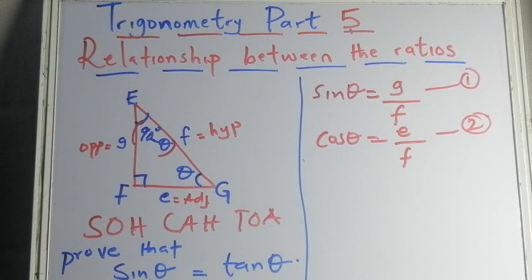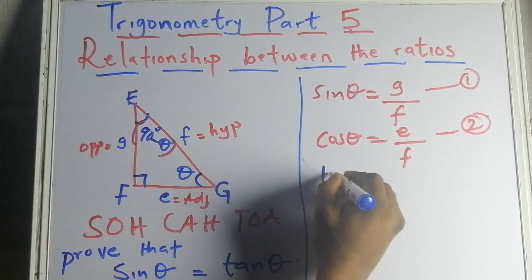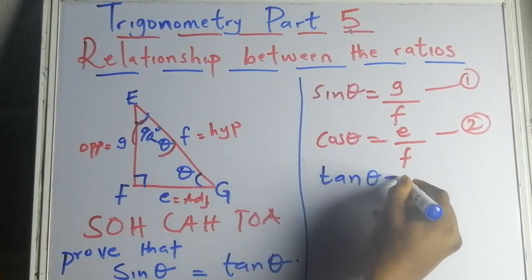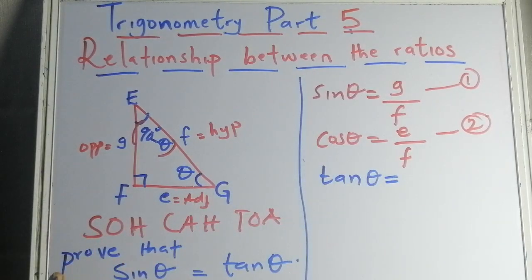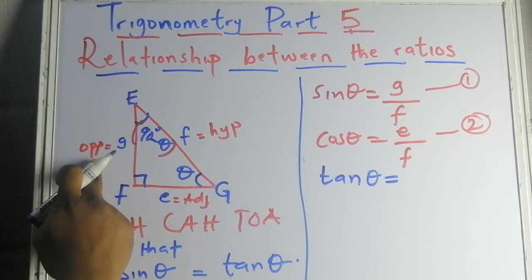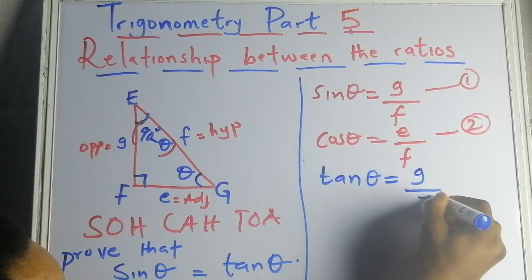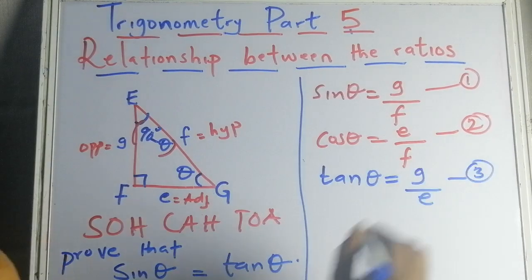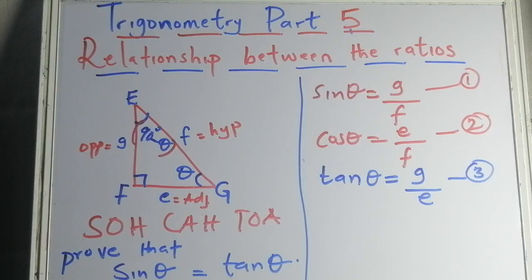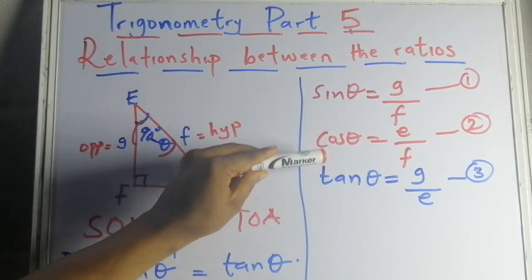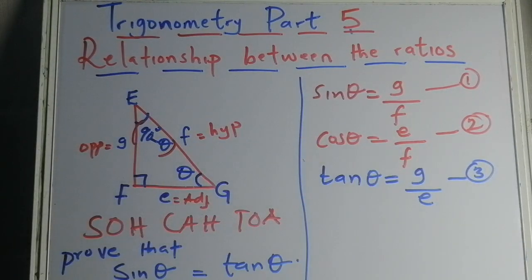And we already know that our tan theta, which is TOA, is opposite over adjacent. I'm using a different color because that's what we are working towards. So tan theta, opposite over adjacent, is G over E. That's equation 3. So we want to prove that sine theta over cos theta will give us this answer, G over E, which is tan theta here.